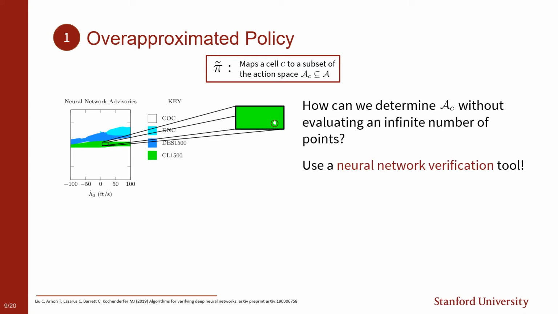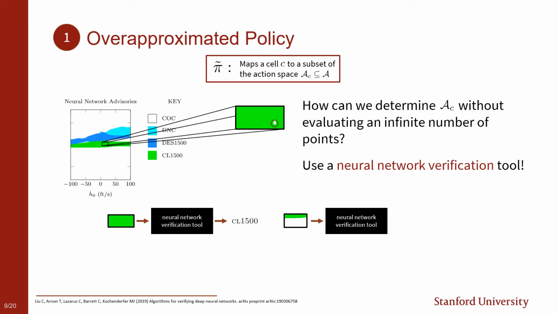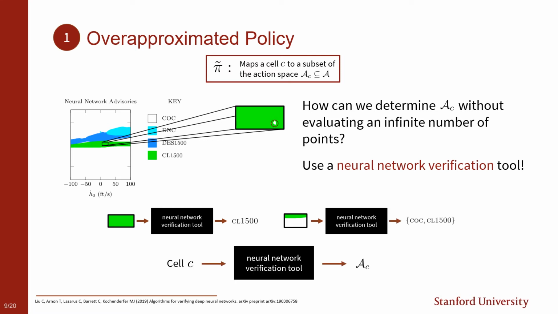Well, it turns out that a lot of the recently developed neural network verification tools can do exactly this. I will not get into the nitty-gritty of how these tools work, but for our purposes, we can think of them as taking a region, such as this one, and outputting a guarantee of all actions that are possible at some point in that region. So for example, this region would output climb at 1500 feet per minute for every single point in that region. For this region, it would output clear of conflict and climb at 1500 feet per minute. And in general, our neural verification tool takes in a cell, C, and it will output the action subset that we were looking for.